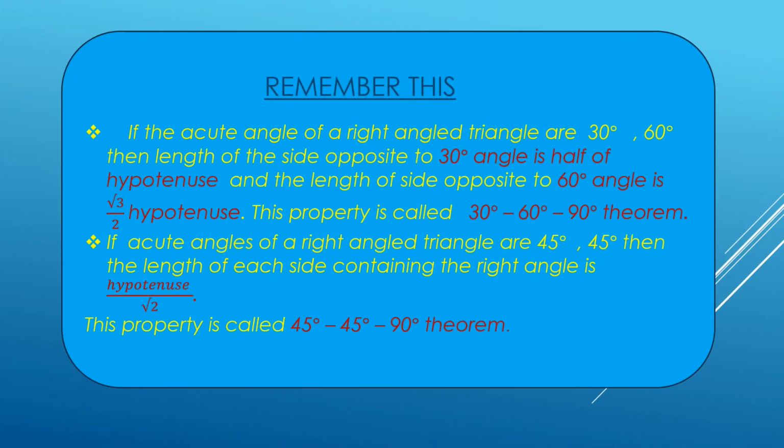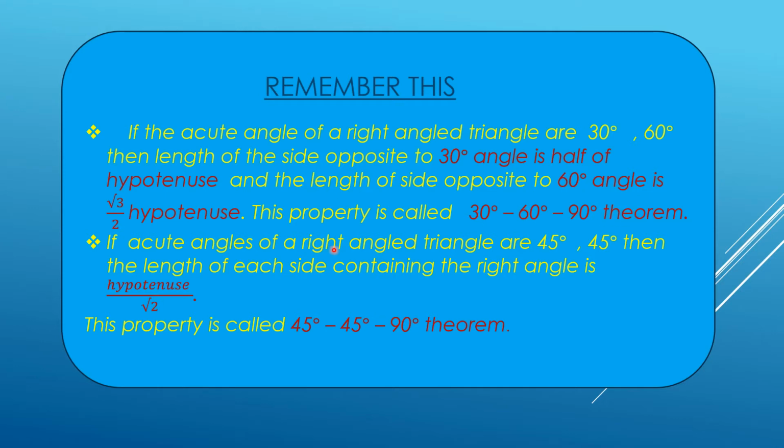Remember these points. If the acute angles of a right angle triangle are 30 degrees and 60 degrees, then the length of the side opposite to the 30 degree angle is half of the hypotenuse, and the length of the side opposite to the 60 degree angle is root 3 by 2 into the hypotenuse. This property is called the 30-60-90 degree theorem.